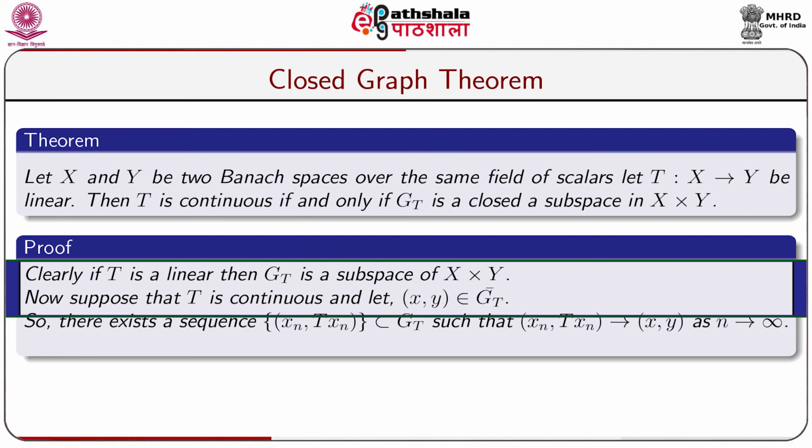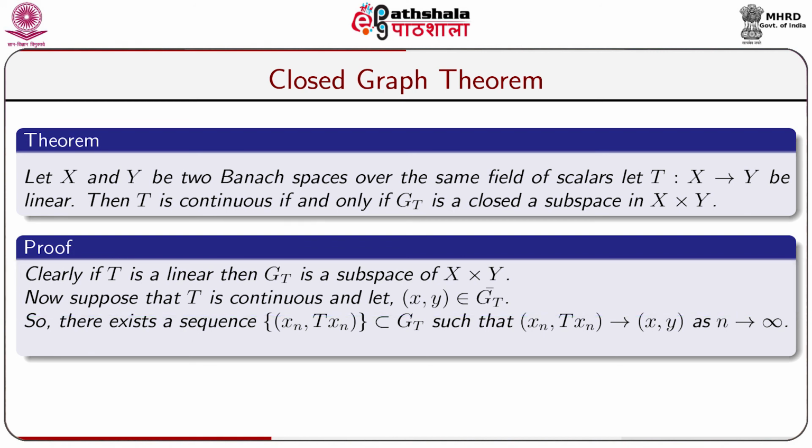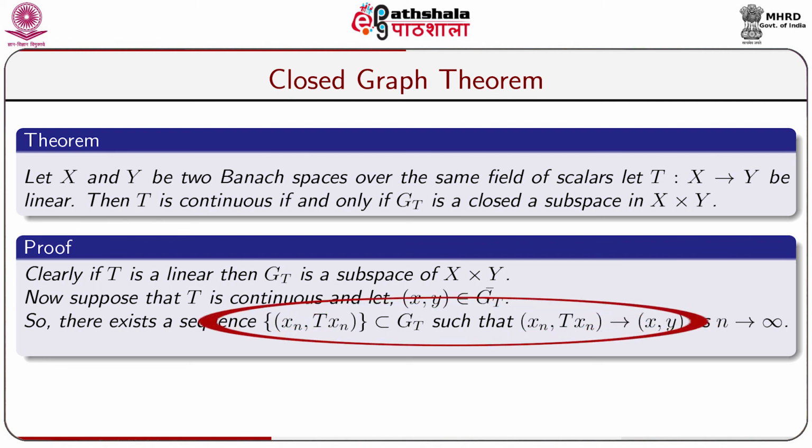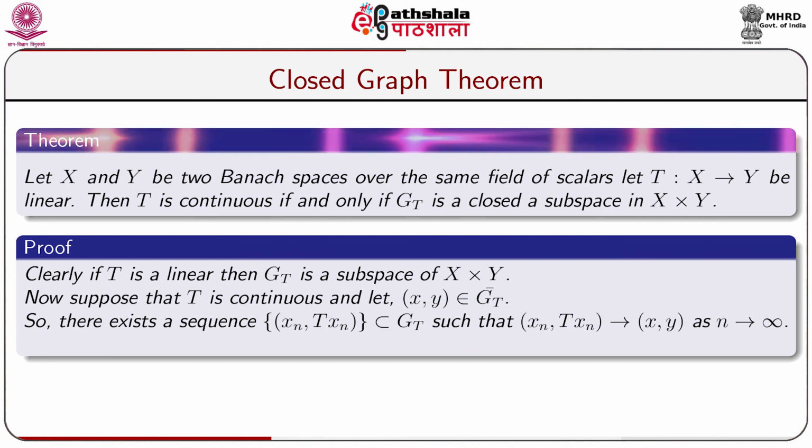Now, suppose that T is continuous and let (x, y) belong to GT bar. So, there exists a sequence (xn, Txn), which is again a subset of GT, that is the graph of T, such that (xn, Txn) goes to (x, y) as n tends to infinity.